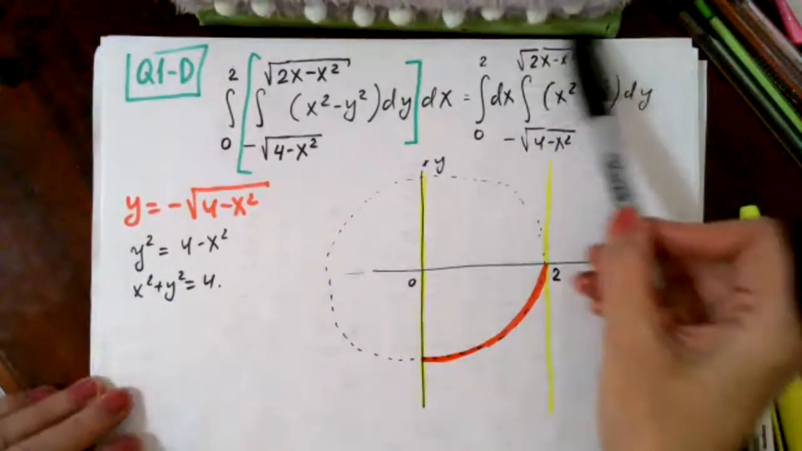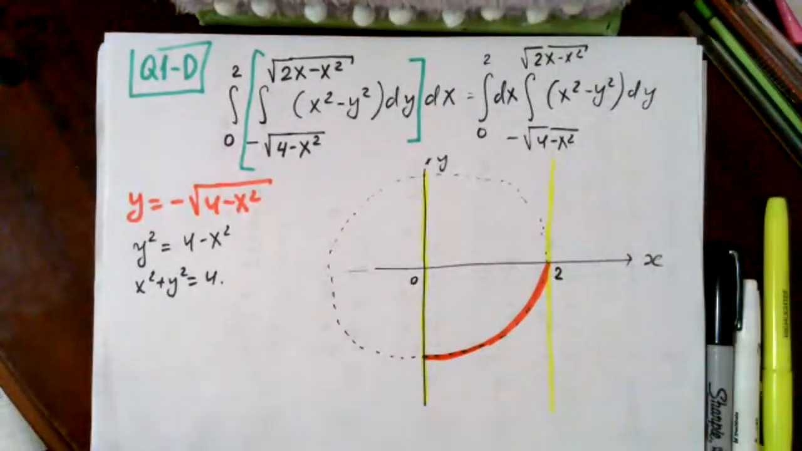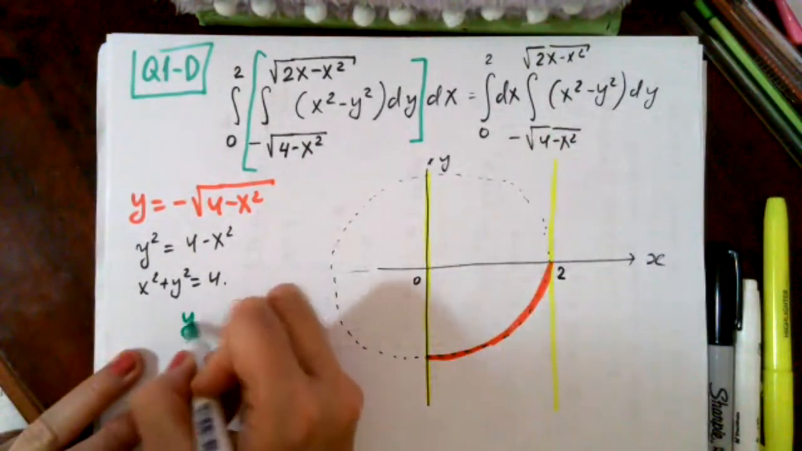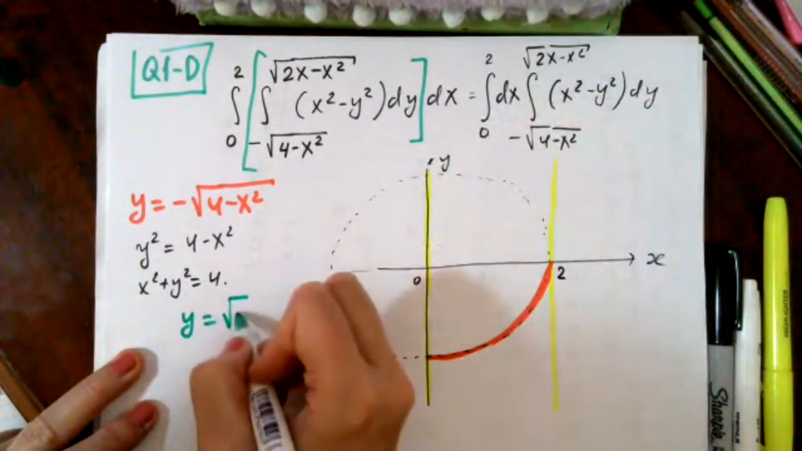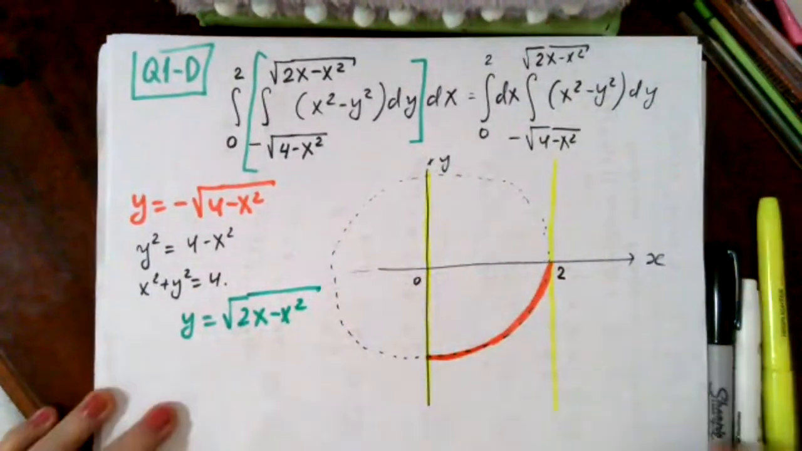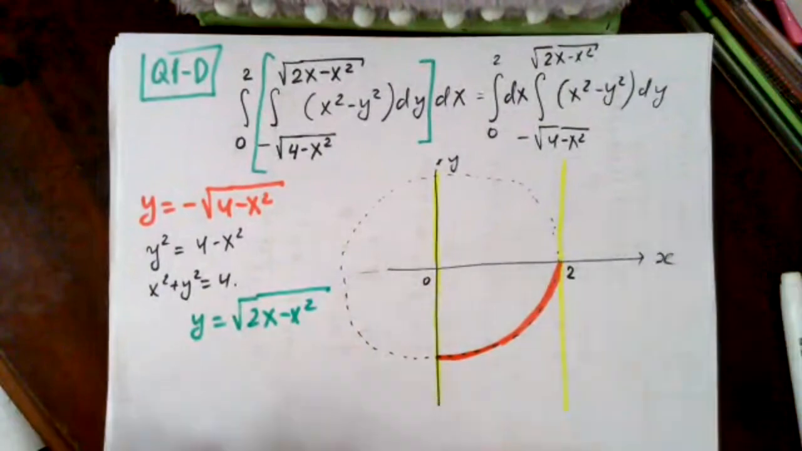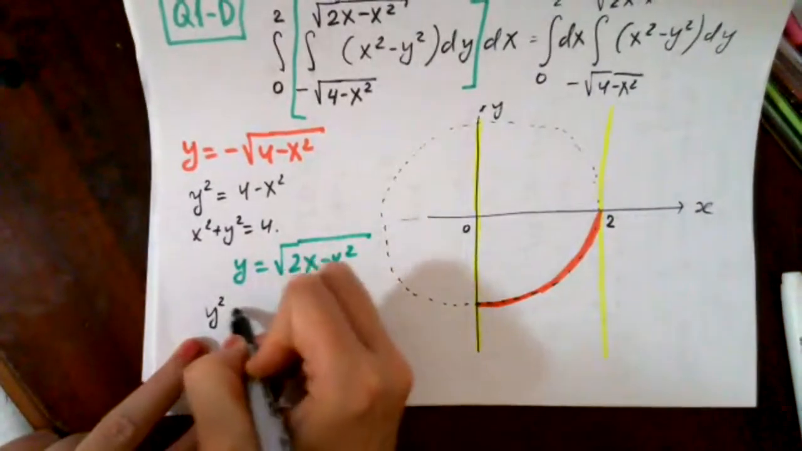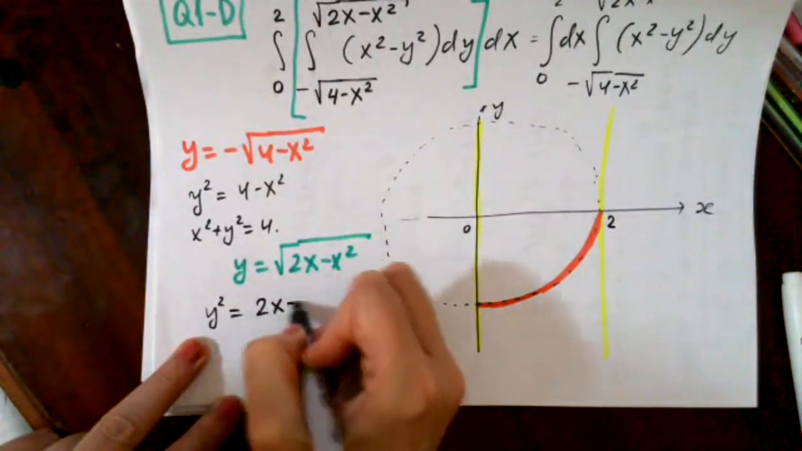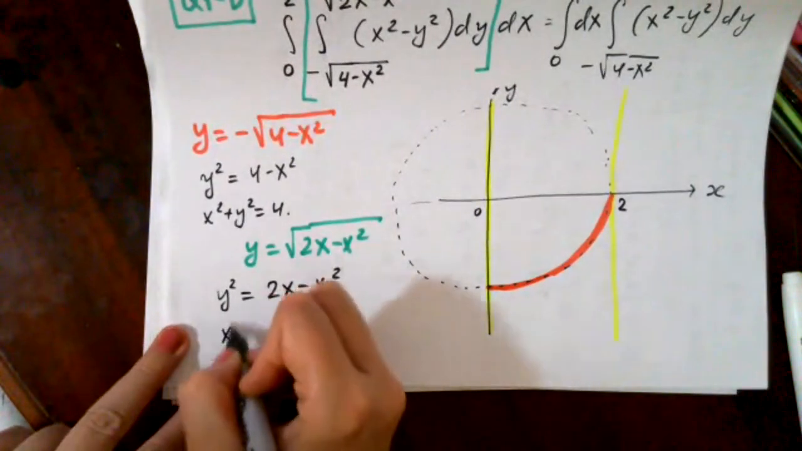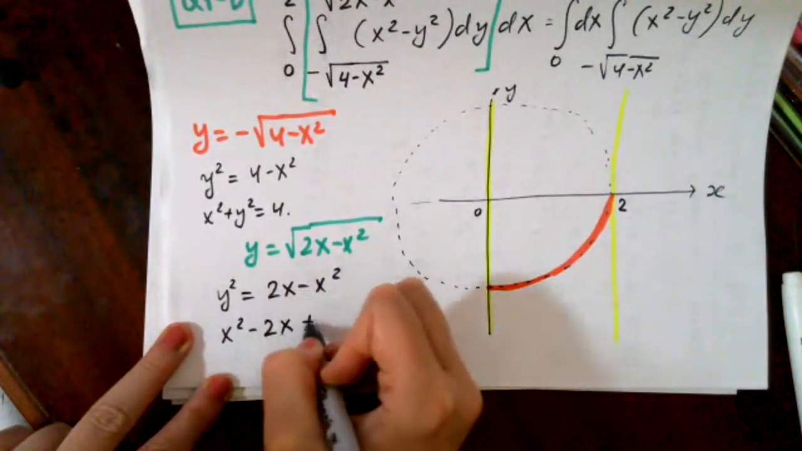Okay, now we know that this expression, the upper limit, represents the upper boundary. So y is equal to this expression, which we copied from here: square root of 2x minus x squared. So probably it's another circle, but who knows? We need to manipulate this equation. We need to simplify it. So let's square both sides as usual. y squared is equal to 2x minus x squared. And let's move both terms into the left hand side.